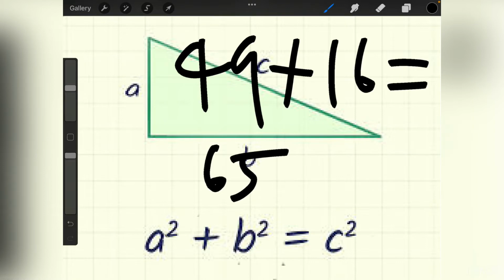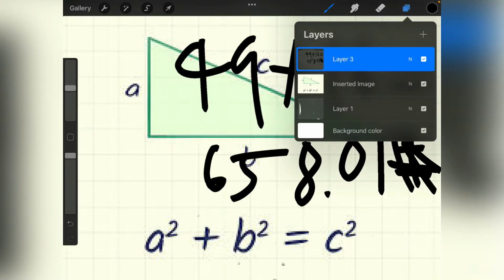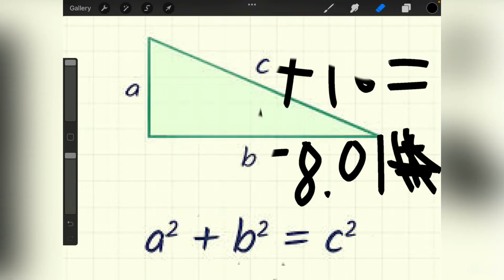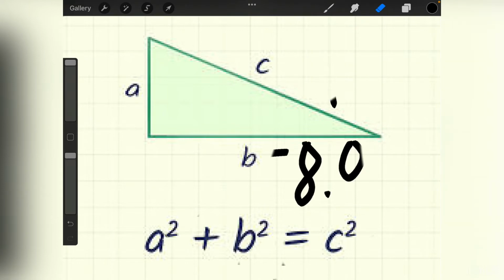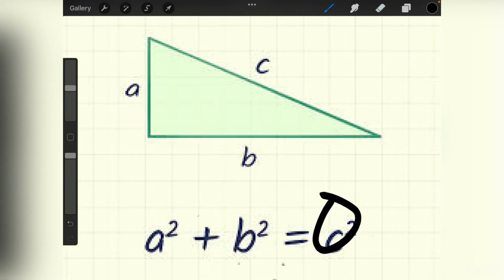And then you find the square root of 65, which, as Google said, I just Googled it, is 8.01, and then more numbers. I'm not going to write all that out. So the length of C unsquared is 8.0, and C squared is 65.